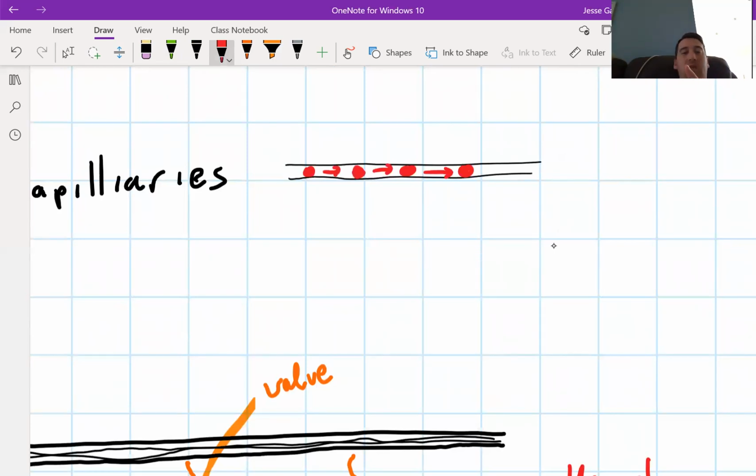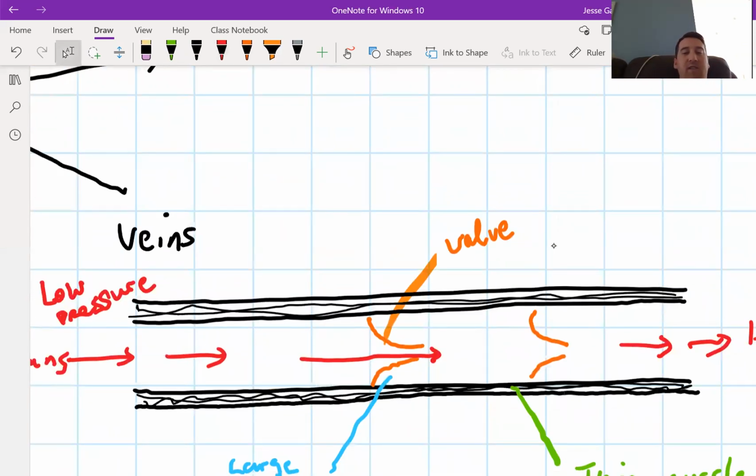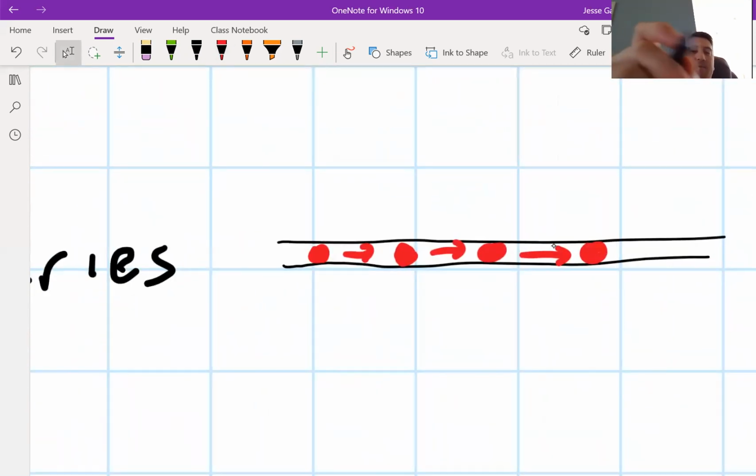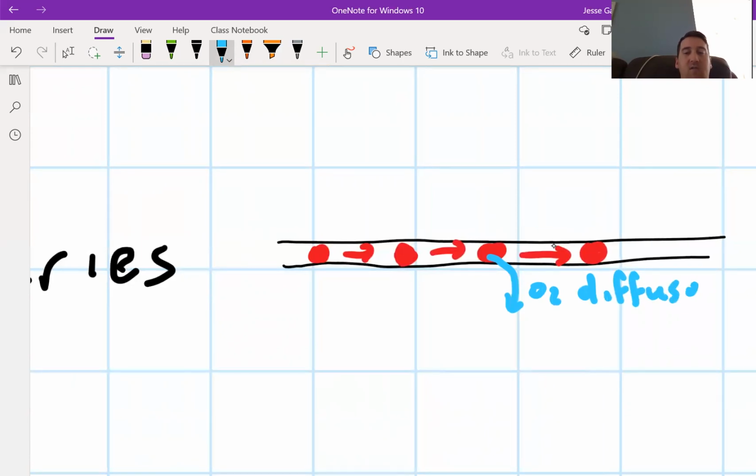1, 2, 3. Okay, so red blood cells are carrying oxygen, and they need to deliver that oxygen to the cells. Now, when the blood's flowing along in veins and arteries, the oxygen can't pass to the cells because the walls are too thick. But in a capillary, the walls are extremely thin, and the oxygen that the red blood cells are carrying is able to diffuse out of the red blood cell. So O2 diffuses, which means it spreads. So it leaves the red blood cell and it goes into the cells that are outside, in the tissues outside the capillaries.